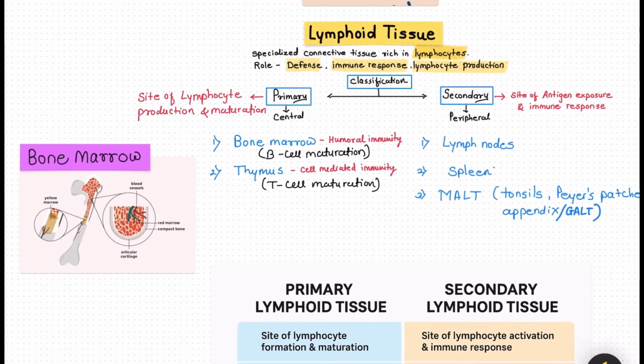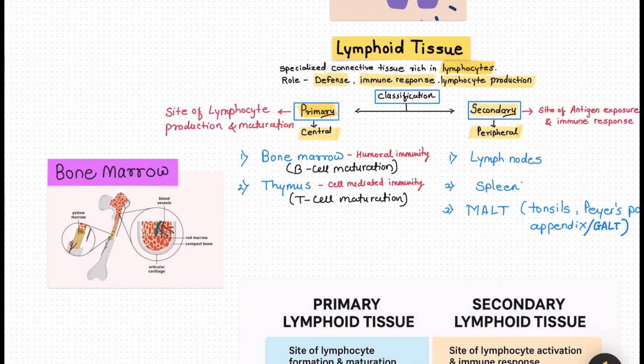Lymphoid tissue is classified into two types: primary, also known as central, and secondary, also known as peripheral. Let's begin with primary lymphoid tissue. It is the site of lymphocyte production and maturation. It includes bone marrow and thymus.